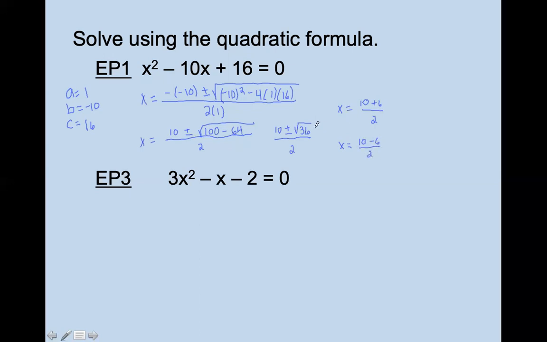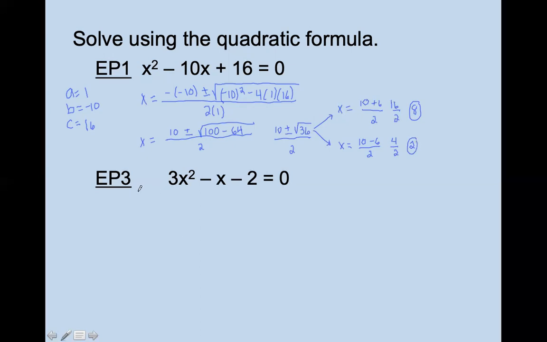Right, again, we split that into two parts. That's what that plus or minus does, right? It gives us those two possible problems. So 10 plus 6 is 16. 16 divided by 2 is 8. So one of our answers is 8. Our other problem, we have 10 minus 6 is 4. Divided by 2, 4 divided by 2 is 2. So our two solutions are 8 and 2.